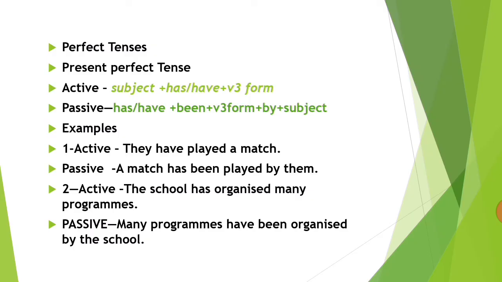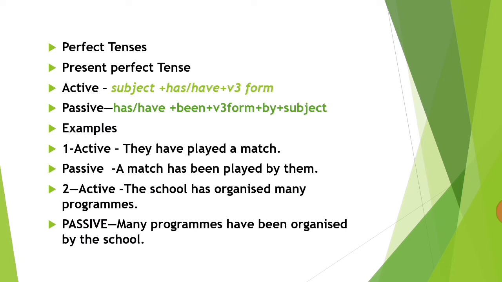Very first we will take present perfect tense. I want to tell you where we use present perfect tense. Present perfect tense is used to describe an action occurring in the past but relevant to the present or extending to the present. In active voice, the formation will be: first the subject, then has or have as a helping verb, then third form of the verb, then the rest of the sentence.